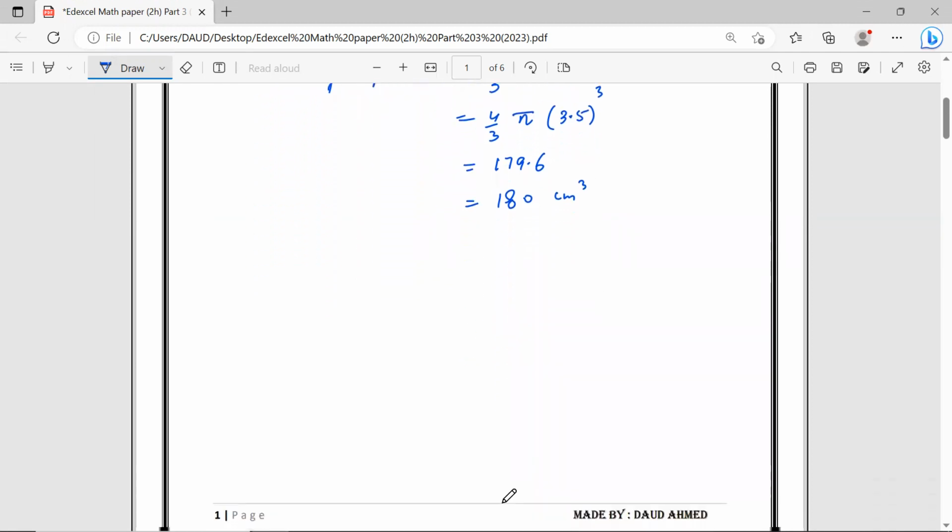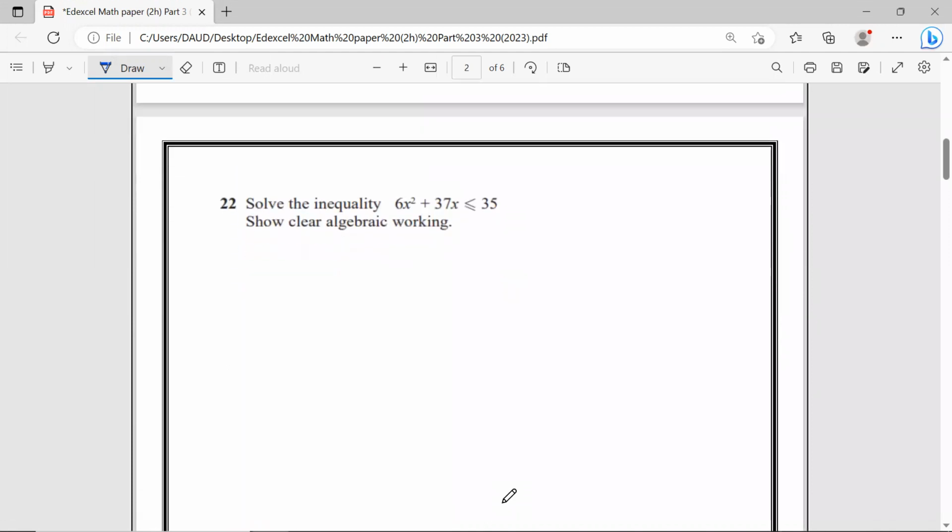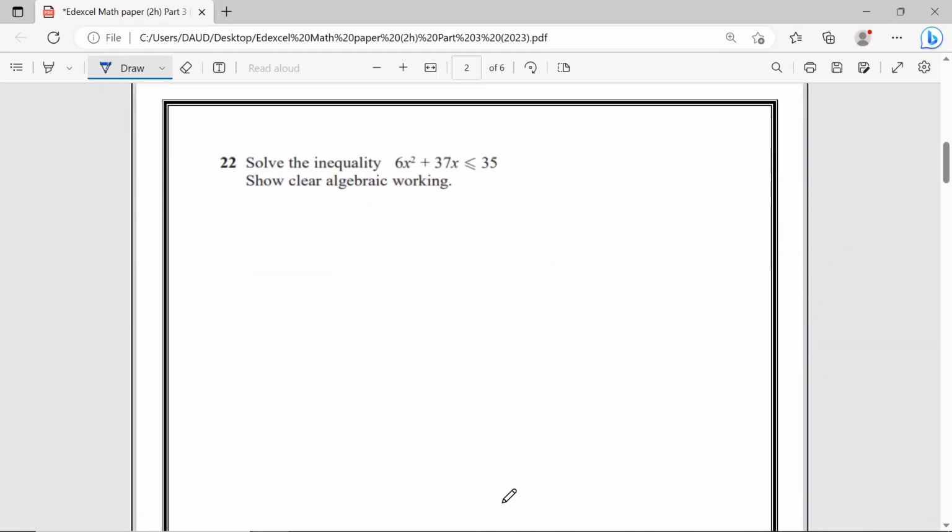Next, question number 22: solve the inequality and show clear algebraic working. So it is 6x squared plus 37x, and if we bring 35 to the left, minus 35 is less than or equal to 0. So we will try to use the factorization concept first.